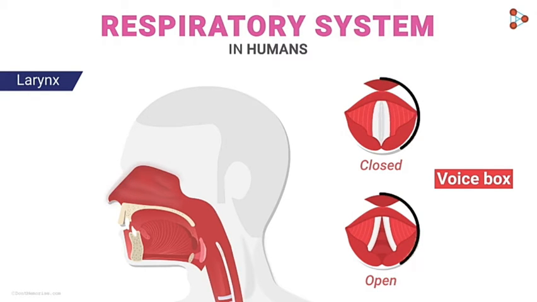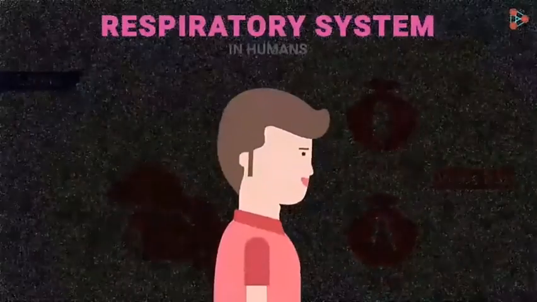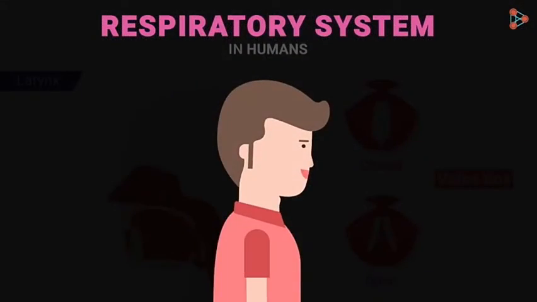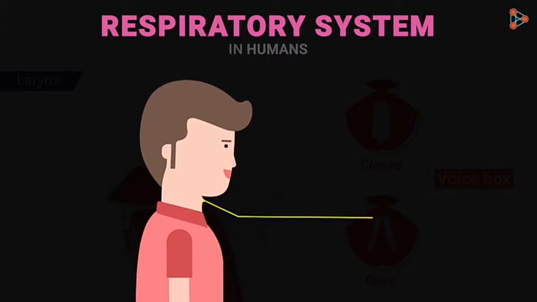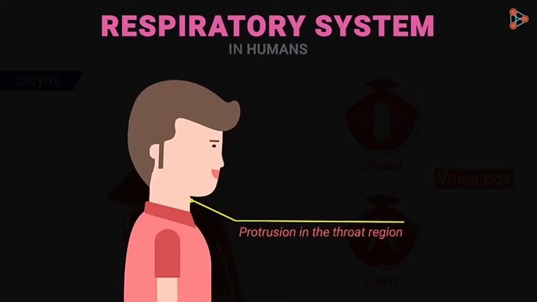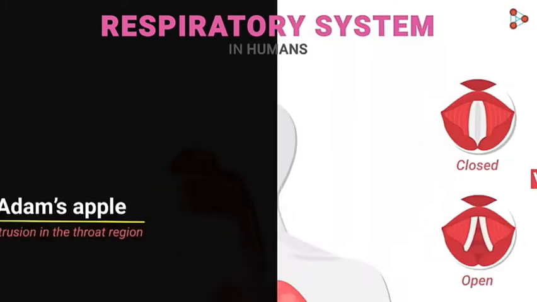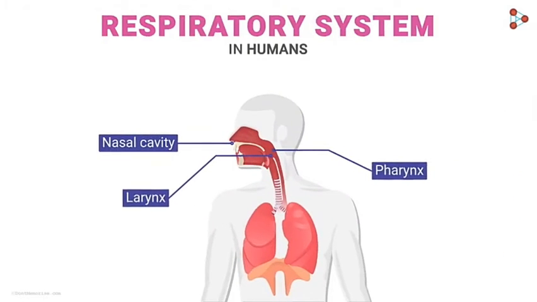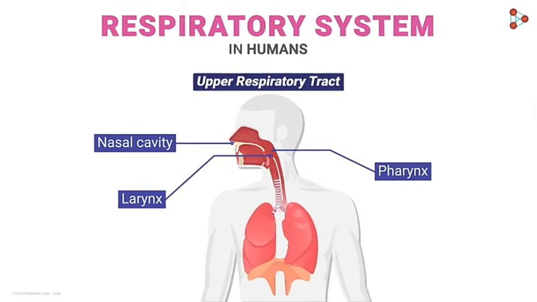The larynx is just a small box-like structure, but in adults, it protrudes slightly. It becomes more prominent in males after puberty. And this bulging structure in the throat is called the Adam's apple. Well, these three components make up the upper respiratory tract: the nasal cavity, the pharynx, and the larynx.